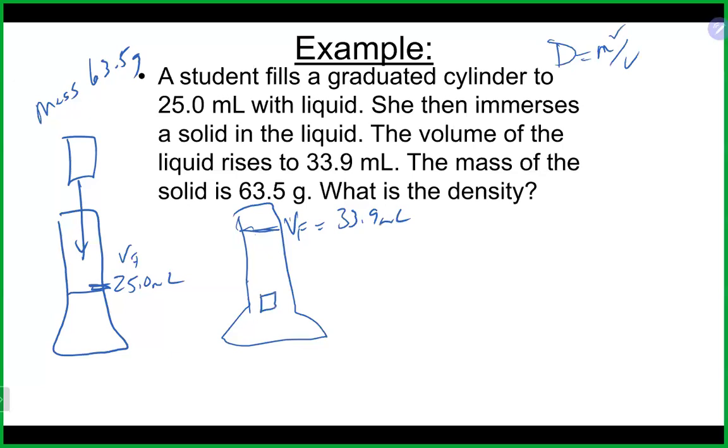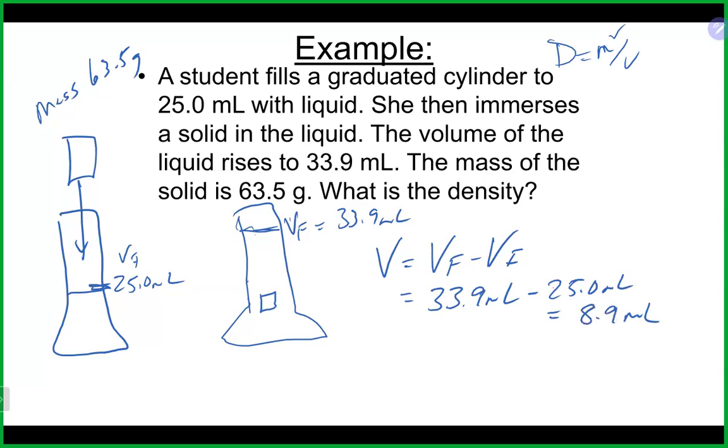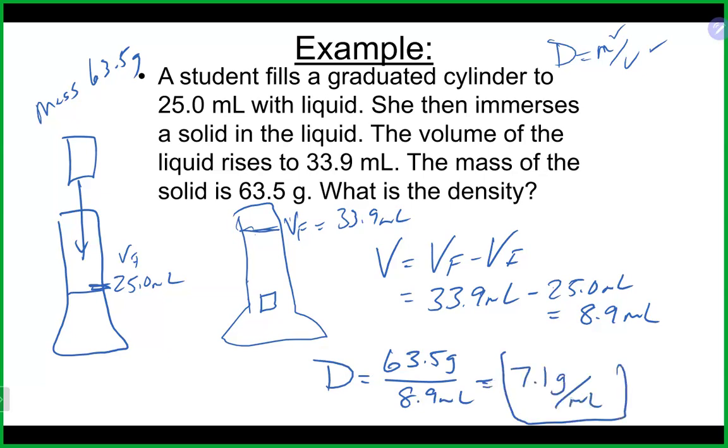We do have the mass good to go right now. So our volume would be our final volume minus our initial volume. And that's going to give us 33.9 milliliters minus 25 milliliters, which gives us 8.9 milliliters, I believe. Now we have the volume. We can actually calculate the density of our object by taking 63.5 grams divided by 8.9 milliliters. And that is going to give us 7.1 grams per milliliter as our final answer here.